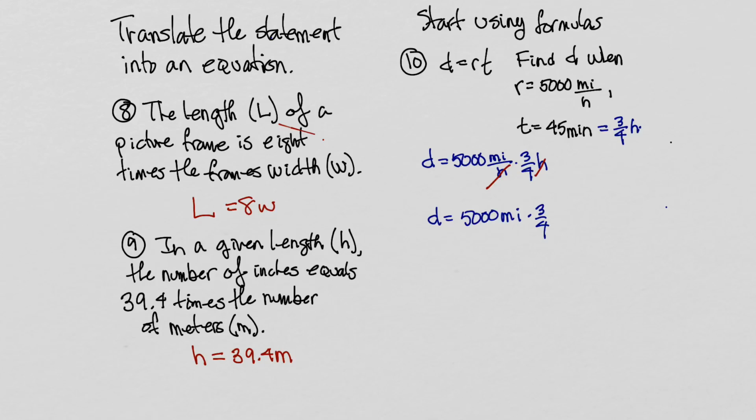So the way I'm going to handle this is I'm going to multiply the 5,000 times the 3 and then divide the whole thing by 4. So I'm going to do it this way. d is going to be the 5,000 miles times 3 and then divide that result by 4. So d is equal to 5,000 times 3 is 15,000 miles divided by 4. And when I made that division on my calculator, I got 3750, and we still have the miles.